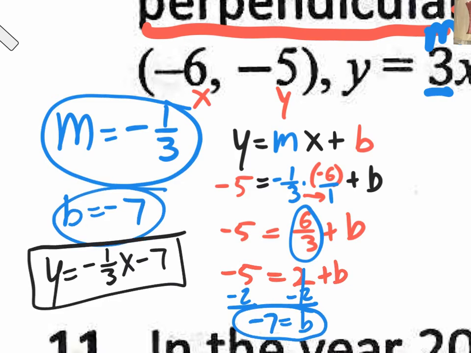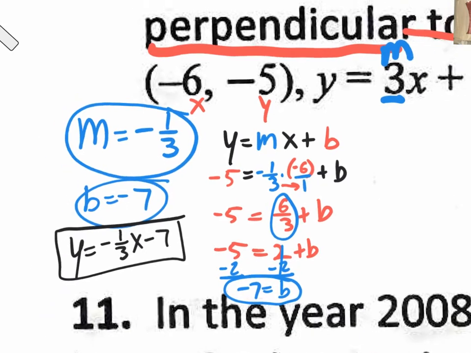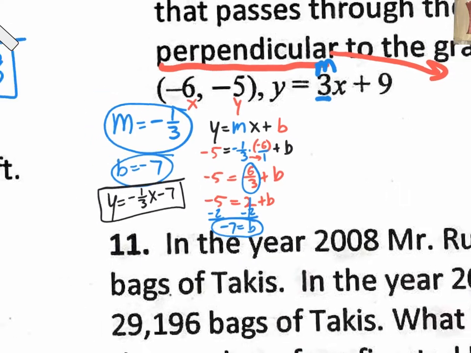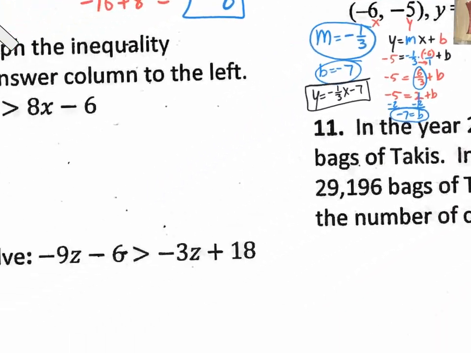That's your slope-intercept form equation. You didn't have to use point slope. You could have used point slope, but we just stuck with slope-intercept. It's totally up to you. That was number 9. Jumping to number 10.